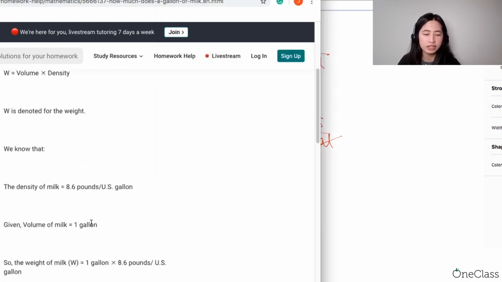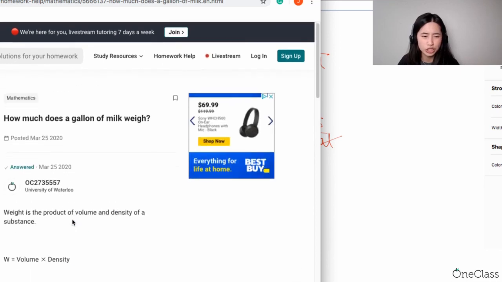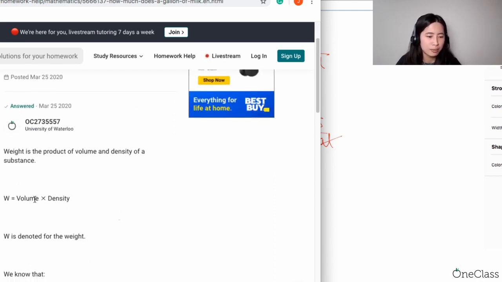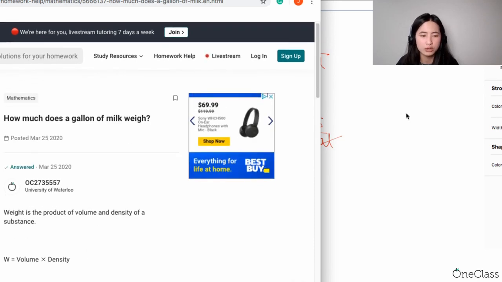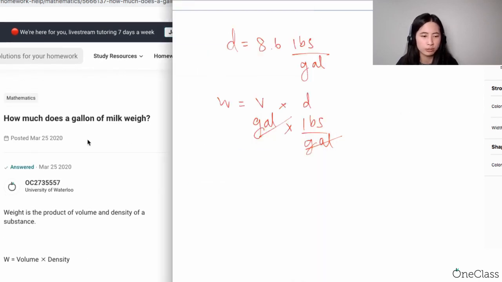So they're assuming that the volume of milk that is given is 1 gallon, which I think it doesn't really say from the question. So I think they should have provided us with the measurements. They should have mentioned that the density of milk is 8.6 and the volume of milk is 1 gallon. They need to tell us that, otherwise there's no numbers you can actually deal with.